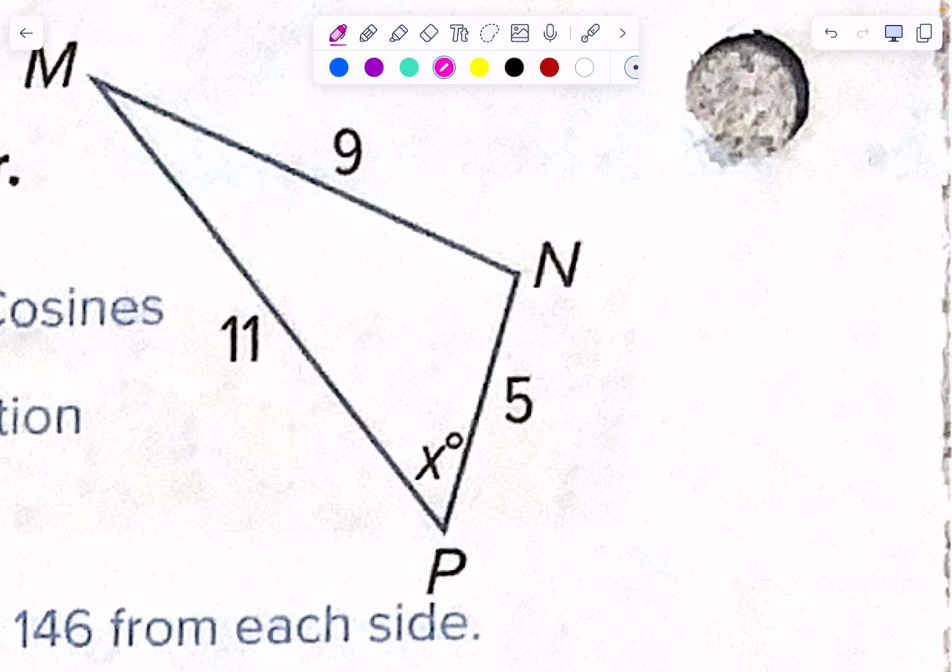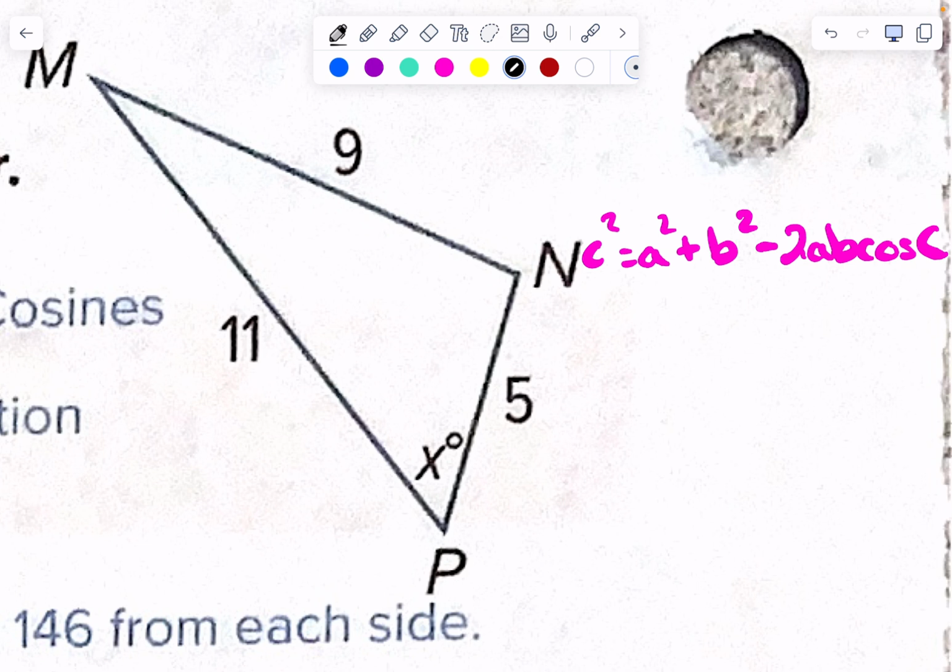So here we go. Here's my formula. c squared equals a squared plus b squared minus 2ab cosine of c. I don't care what a and b are, but get your c's in the right spot. So what is capital C in this case? This is the tricky one. This is a hard one. What's capital C going to be?